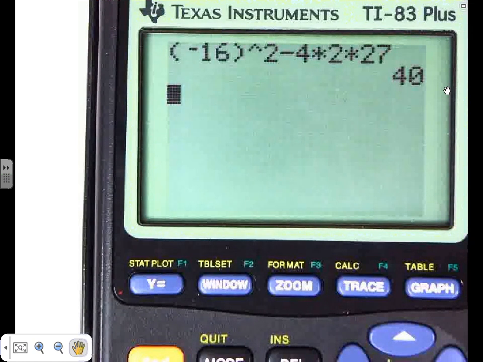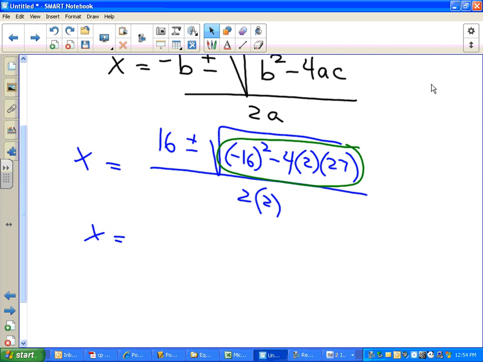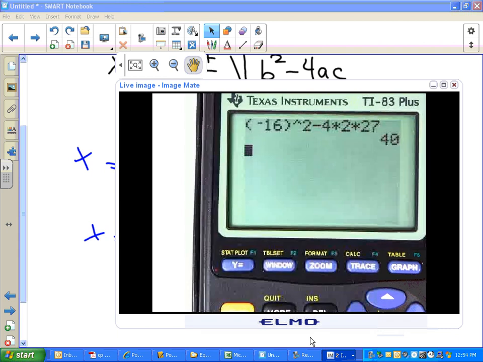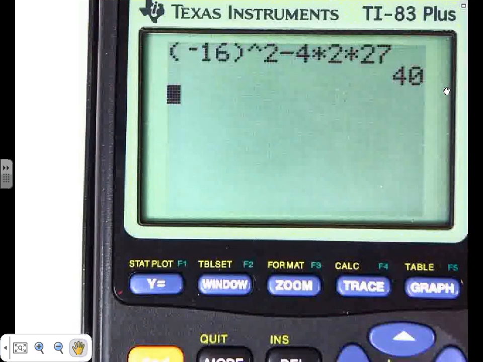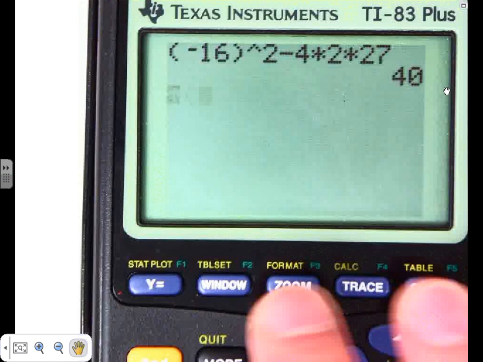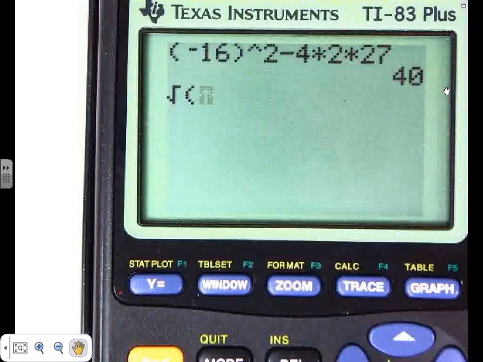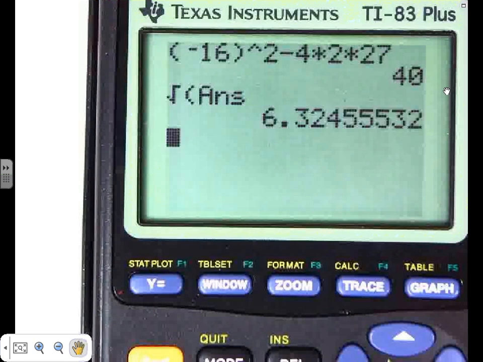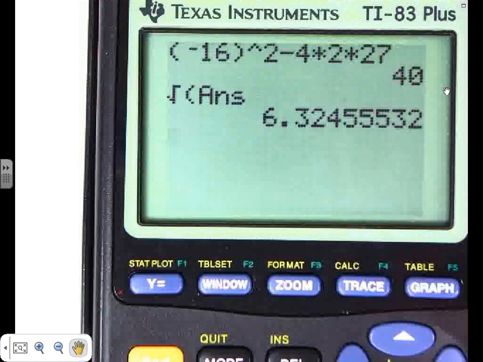Now, what do we need to do to that number? Everything in the green circle is 40. What do we need to do to that 40, Jameson? Square root that 40. All right. So what I do next is I hit the square root button. Now watch how I do this. Second, square root, second, and then hit the negative button, which is going to come back as answer. Okay? So I want to square root my previous answer. My previous answer was 40. I square root that answer, and it gives me that there.